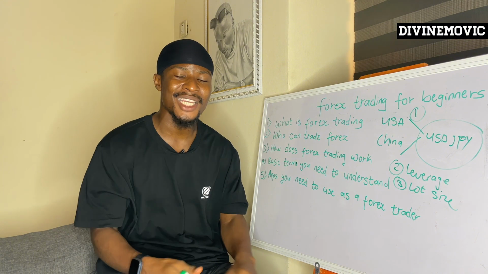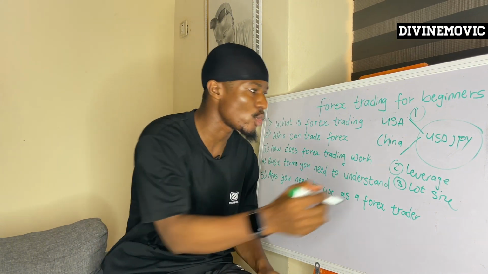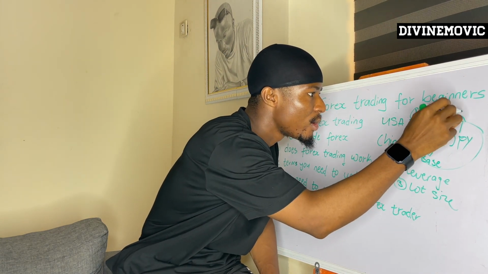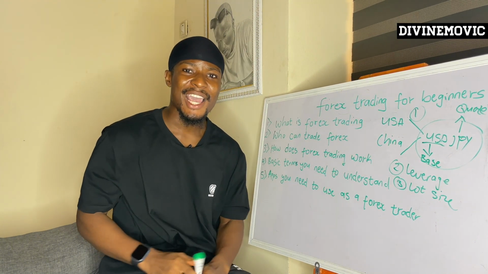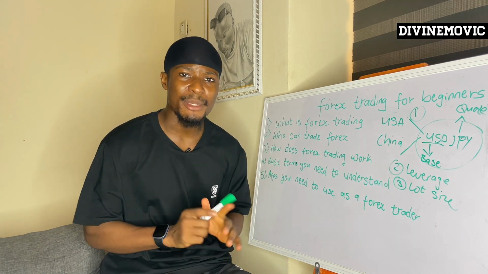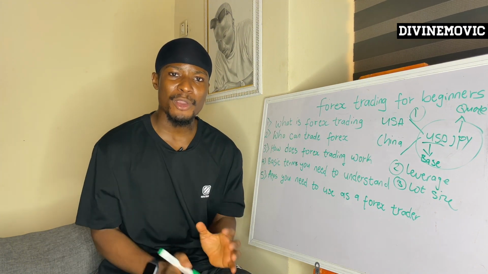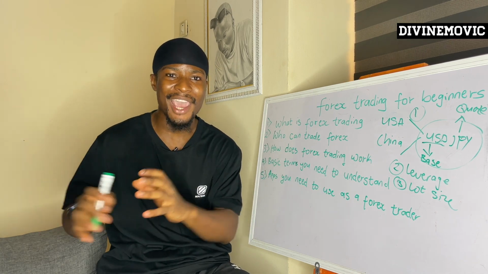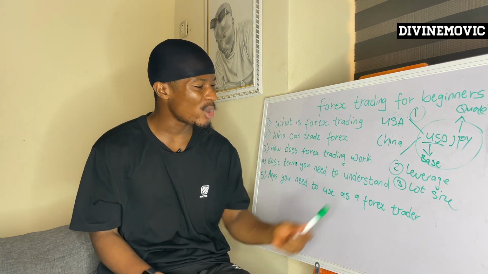Now, how do you identify the base and how do you identify the quote? The first currency that appears is always referred to as what? The base. And this is what? The quote. So for every currency pair, there's always a base and there's always a quote. The first one that appears is the base, and the next that follows it is the quote. So every currency pair you see is either a minor or a major currency pair, and for every pair, there's simply a base and a quote.